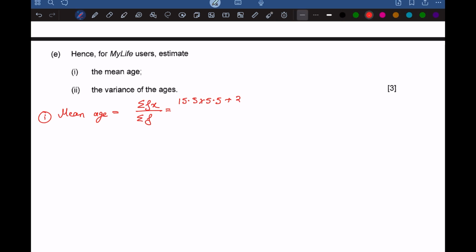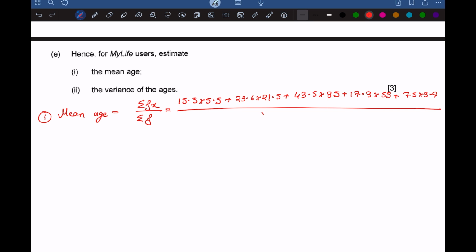So 23.6 times 21.5, then 43.5 times 35, then 17.3 times 55, and lastly 75 times 3.7, whole divided by the total frequency, which is 93.6. If you simplify, you'll get 35.7. That's your mean age.